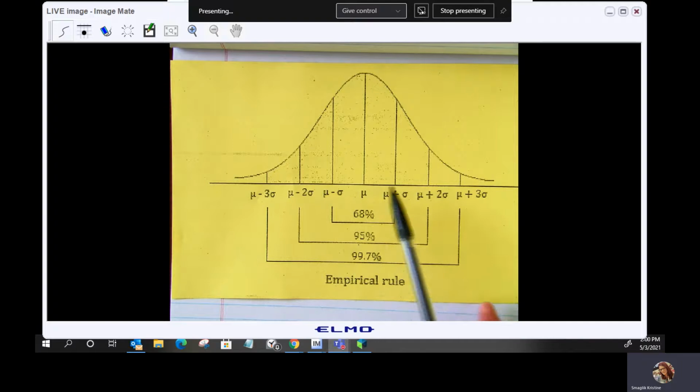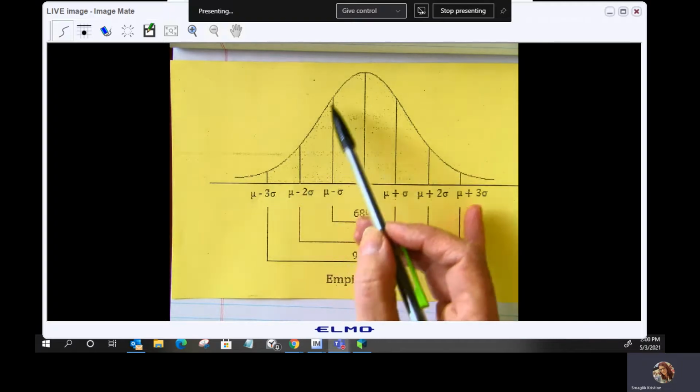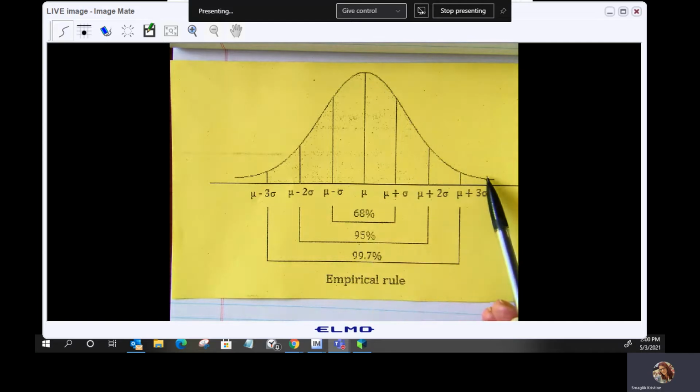We are looking at a normal distribution. And as you can see, we have that lovely bell-shaped curve here. And if we have a normal distribution, we have what's called the empirical rule that will apply. And the empirical rule states that 68% of our data falls within one standard deviation of the mean.